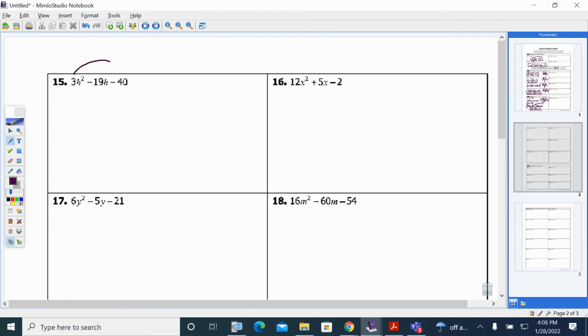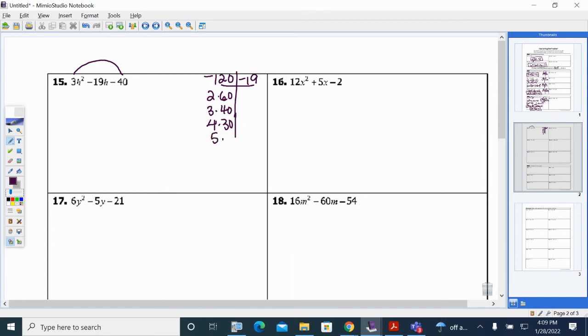So I'm going to multiply 3 times negative 40 and get negative 120. And I need to add to get negative 19. So 2 numbers that multiply to give me a negative 120, that add to give me a negative 19. 2 times 60, that's not going to work. 3 times 40 is not going to work. 4 times 30, I don't think is going to work.